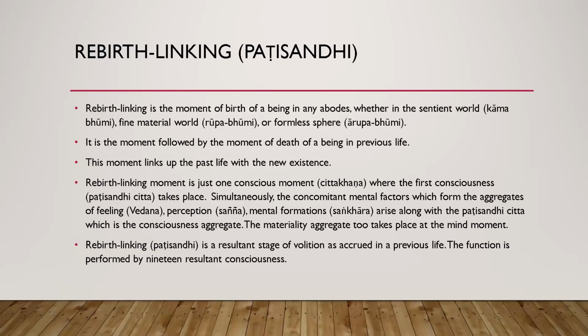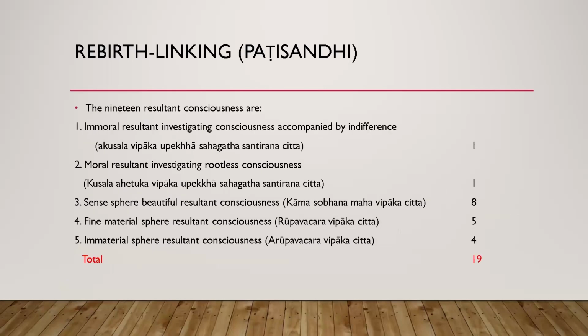The function is performed by the 19 resultant consciousness. So the 19 resultant consciousness are: immoral resultant investigating consciousness accompanied by indifference, moral resultant investigating rootless consciousness, sense sphere beautiful resultant consciousness 8, fine material sphere resultant consciousness 5, and immaterial sphere resultant consciousness 4, so total 19.